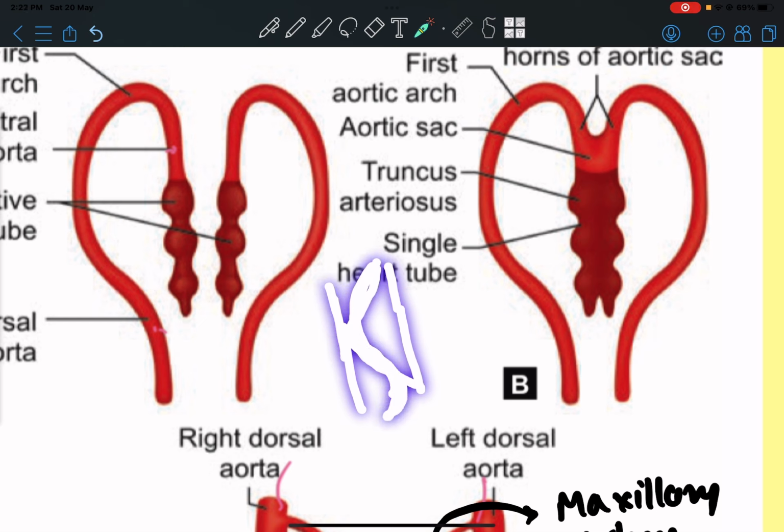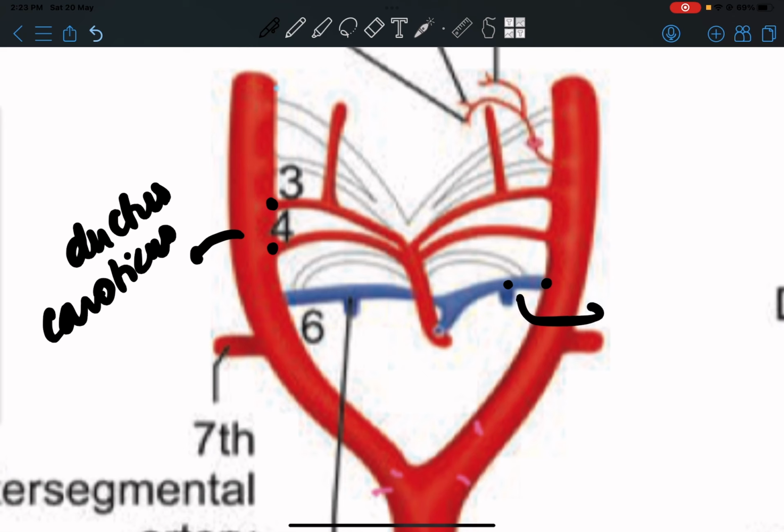So first, second, fifth have disappeared. ECA and lung bud has appeared. Now what else disappears are the two ductus stuff. So we have a part here between the attachment of the third and fourth arch artery, which is called the ductus caroticus, and a part here between the lung bud and the attachment of the sixth artery, which is called the ductus arteriosus.